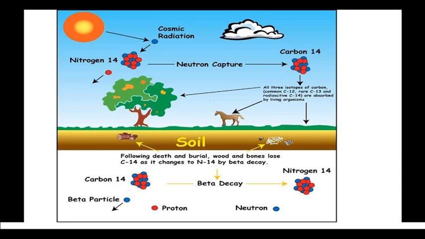Now what happens to the remaining C14 in the body or in the dead material? This remaining C14 will change into nitrogen 14 by beta decay. Beta decay means a beta particle is emitted and this carbon 14 will become nitrogen 14, which has a half-life of 5730 years. So already we had a constant value of C14 to C12 with us, that is 1.3 into 10 raised to minus 90.